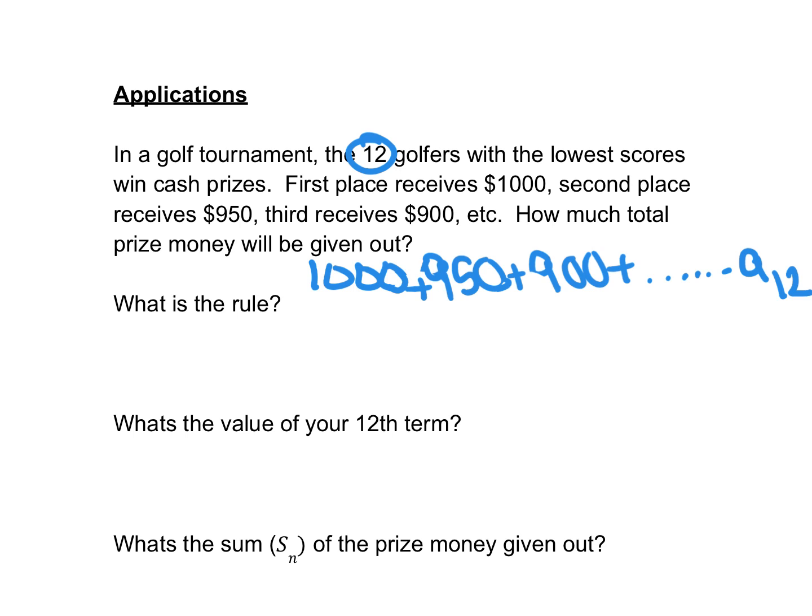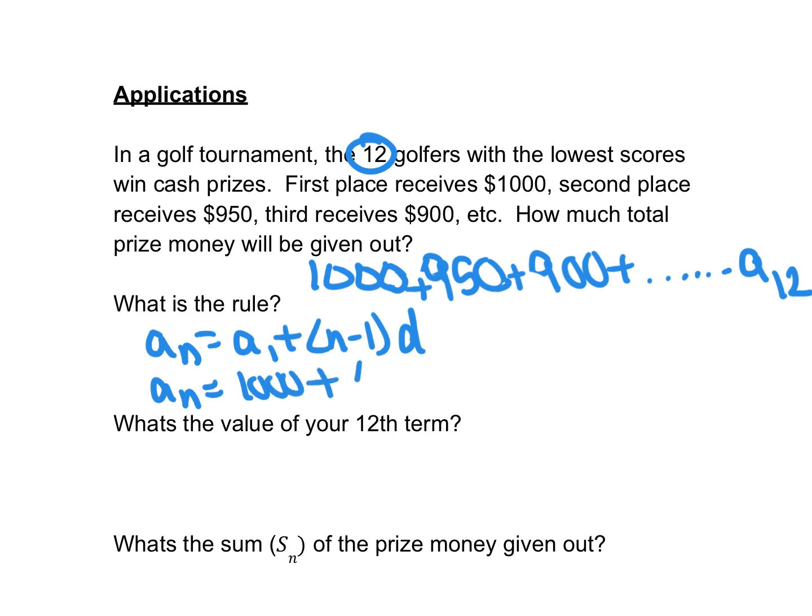So just like that example with just a random sequence on the last slide, first thing we need to do is find our rule. So we're going to use a sub n. We're going to write a sub 1 plus n minus 1 times d. Our rule is going to be our first term is 1,000. That n minus 1 stays there, and our difference is negative 50.